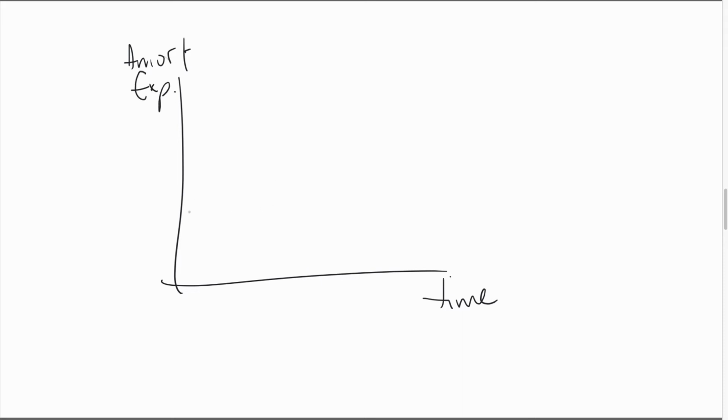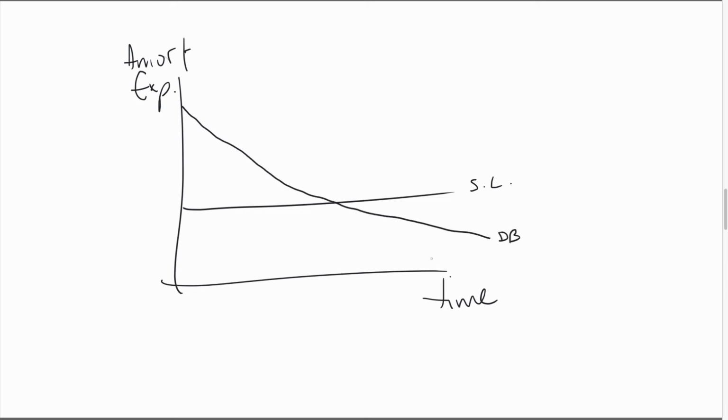If you graph straight line amortization over a number of years for an asset, straight line, right? So this is the expense. Every year the expense is the same. Whereas declining balance often will start higher and the expense amount gets less and less and less. So they have very different sort of results.